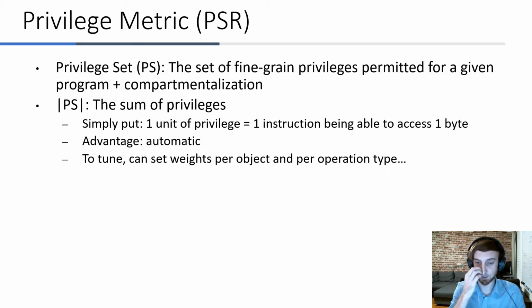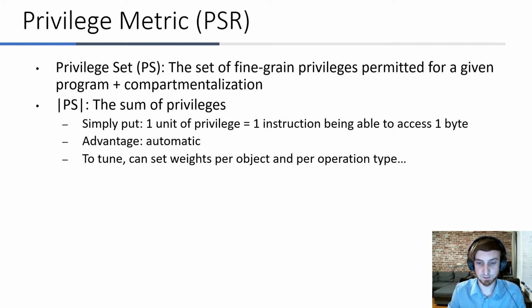An advantage of an approach like this is it's completely automatic. We don't need a human being to label all of the objects in the system. It's something we can compute automatically, although of course this is a simplistic view of privilege. Although to tune it, we can do things like set different weights on objects or different weights on different operation types or other types of tuning like that.